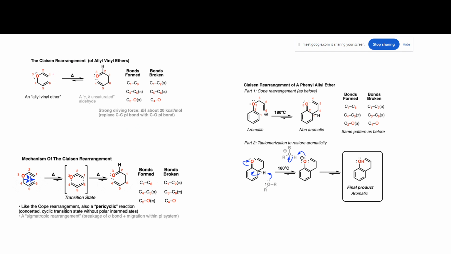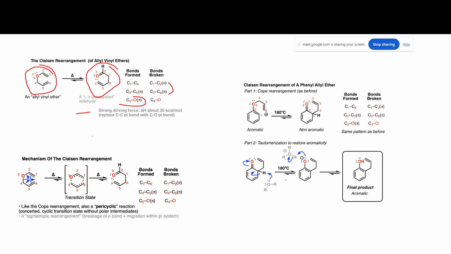Now the Claisen rearrangement. From the allyl vinyl ether you are forming the unsaturated aldehyde. What forms? The C1-C2 pi bond is broken, the C5-C6 pi bond is broken, the C2 double bond O new bond is formed, and the C4-O bond is broken. A similar type of reaction happens if you have the allyl vinyl ether and you heat it.